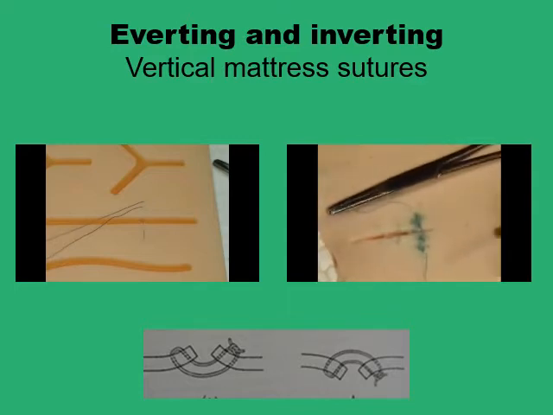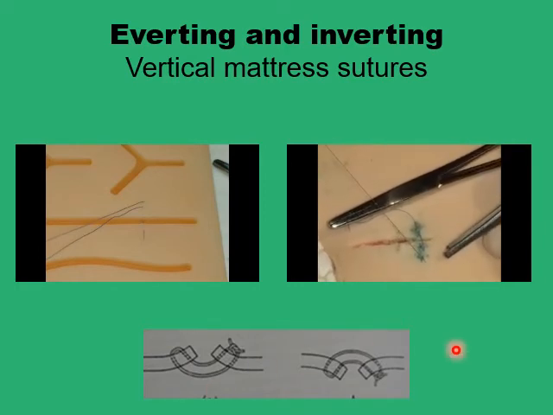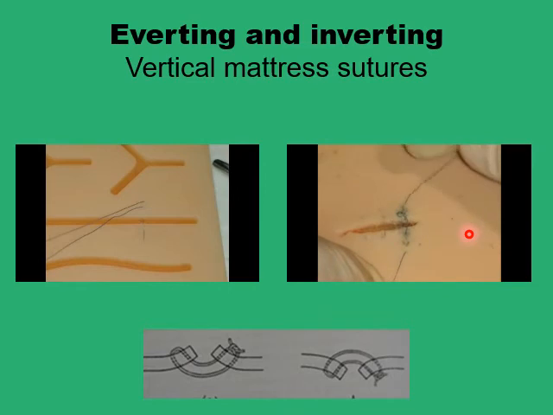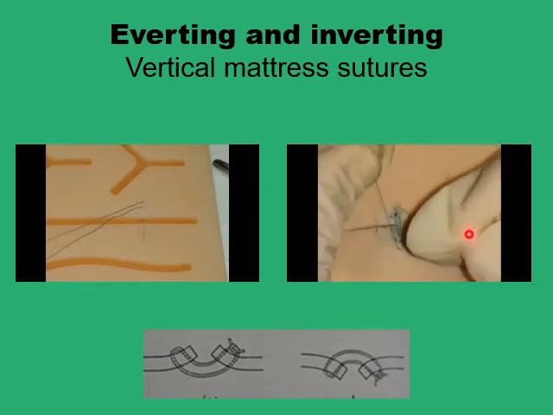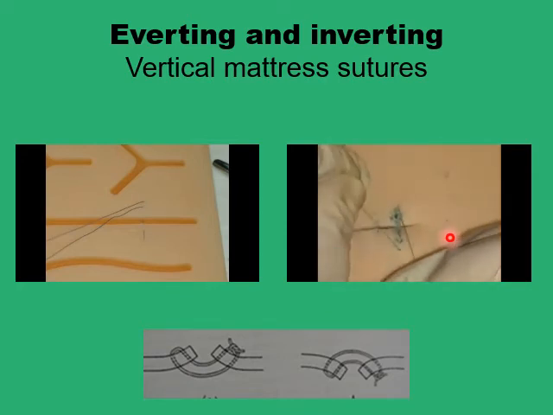If you have your loops reversed, then once you start tying in the wound, you see that the skin edges are actually going to invert rather than evert. As you can see here, when we're tightening it, the skin edges now invert.